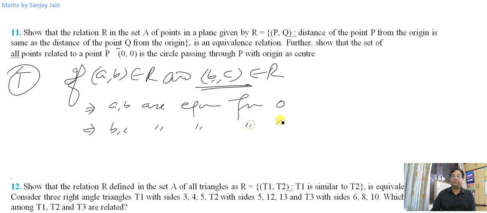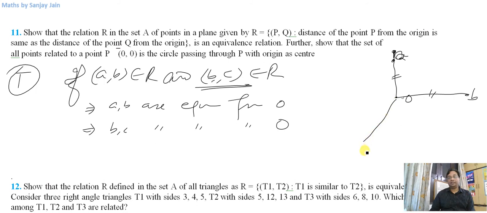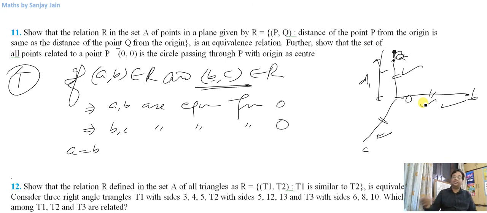Let us say this is the origin, this is point A, this is point B. So this distance is equal to this distance, and let us take this as C, and this is also equal to this. So if this distance is equal to this distance and this distance is equal to this distance, obviously this distance will be equal to this distance. You can say this is D1, D2, D3: D1 is equal to D2, D2 is equal to D3, hence D1 is equal to D3.